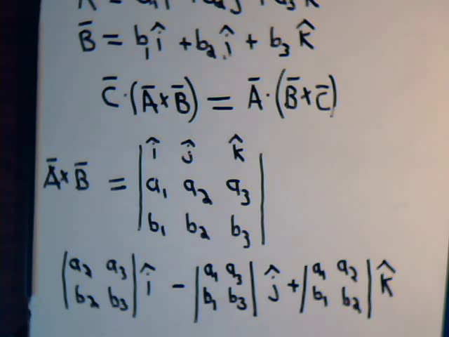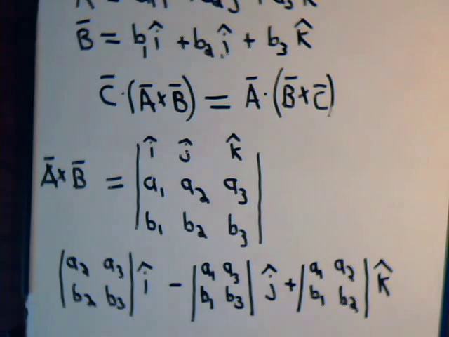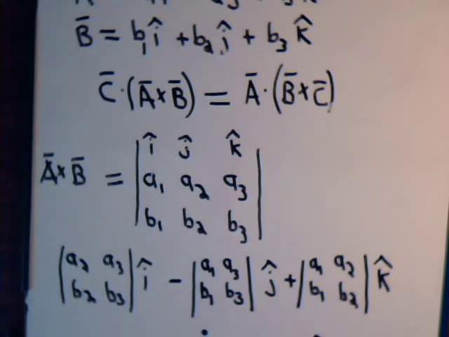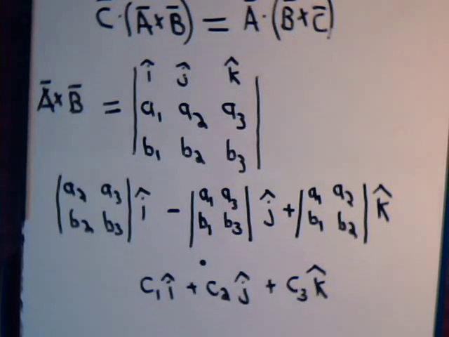And if we had actual numbers in here, then we could take the determinant to find the coefficient of I, and the same for J and the same for K. What we want to do is take the dot product of this with vector C. So here we're going to hit the dot product, and we can write vector C in component form, C1 I, like this.